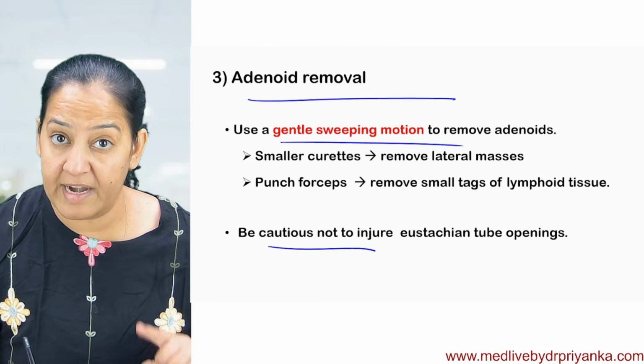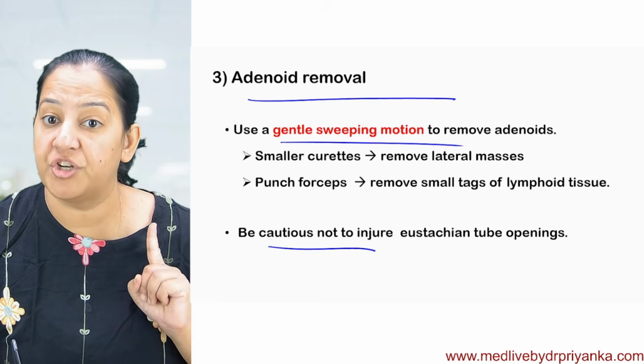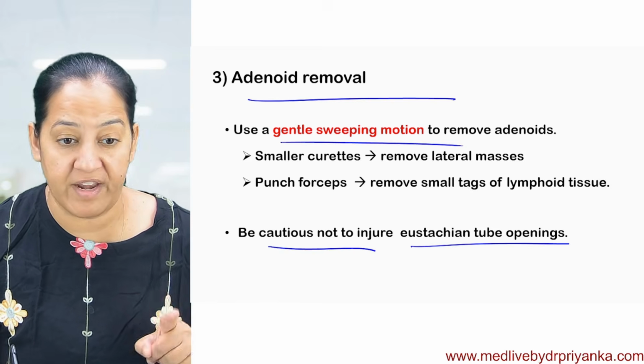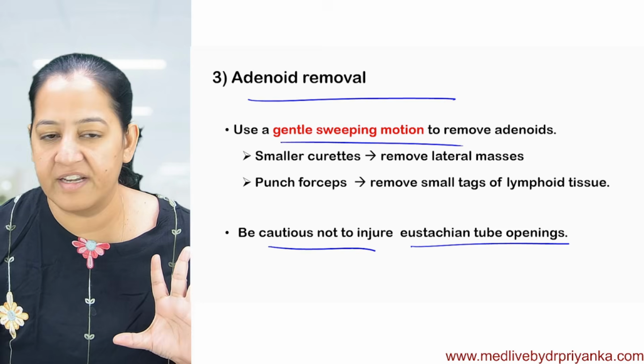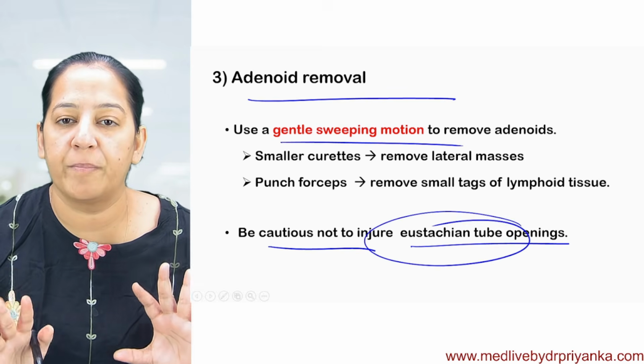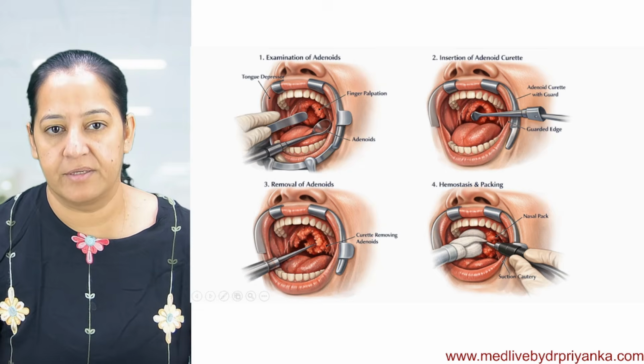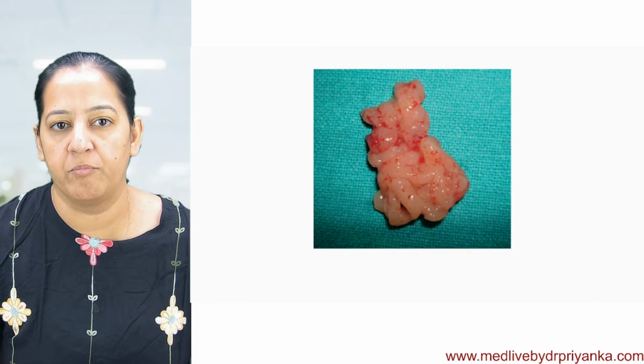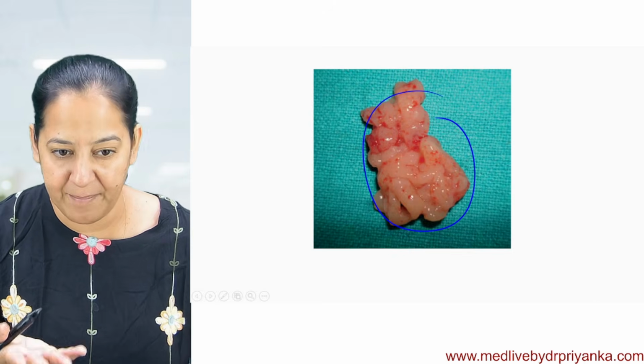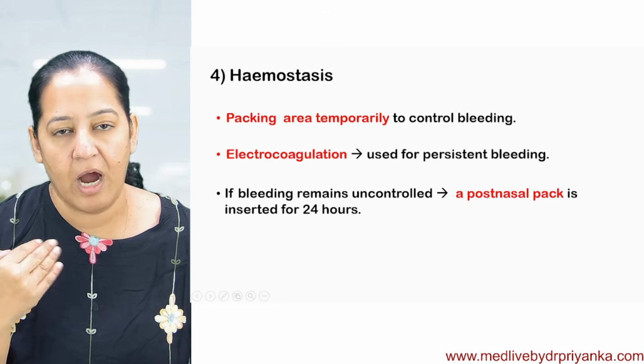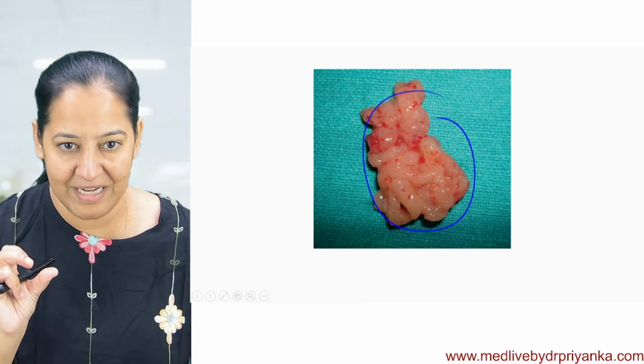We have to take care. Adenoids are very close to the Eustachian tube opening in the lateral wall of the nasopharynx. You know the anatomy. We have to take care that the opening of the Eustachian tube should not be injured during the surgery. This is how we are doing the sweeping movement. This is how the hypertrophied adenoid is taken out. It may come out in multiple pieces.